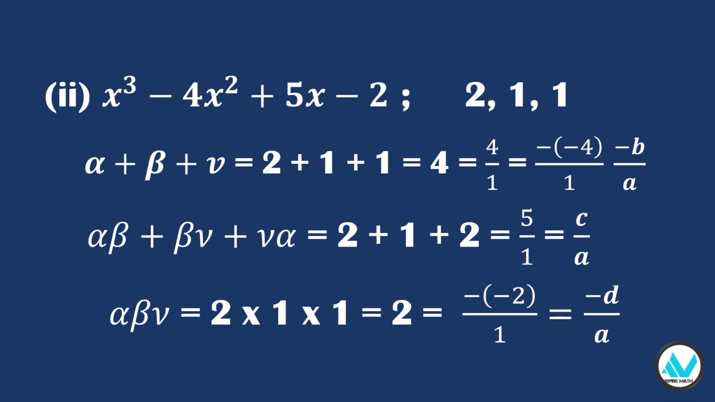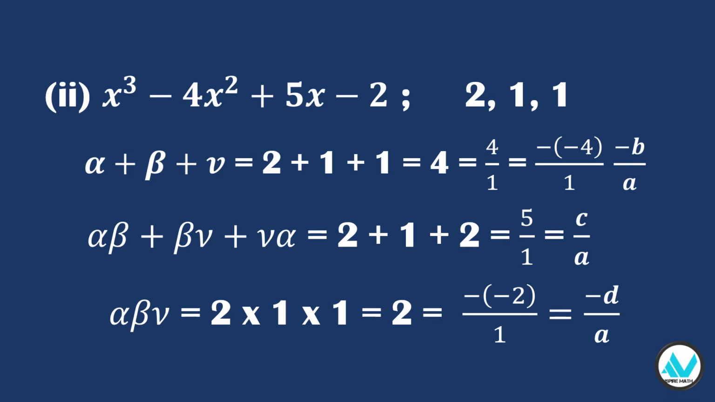Now let us see the second condition, that is sum of the zeros taken 2 at a time. That is alpha beta plus beta gamma plus gamma alpha, which is nothing but, alpha beta is nothing but 2 into 1, so 2. Beta gamma is nothing but 1 into 1 is going to be 1. And gamma alpha is nothing but 2 into 1, which gives me 2. So when I add all these things, I get 5. Now this I can rewrite as 5 by 1.